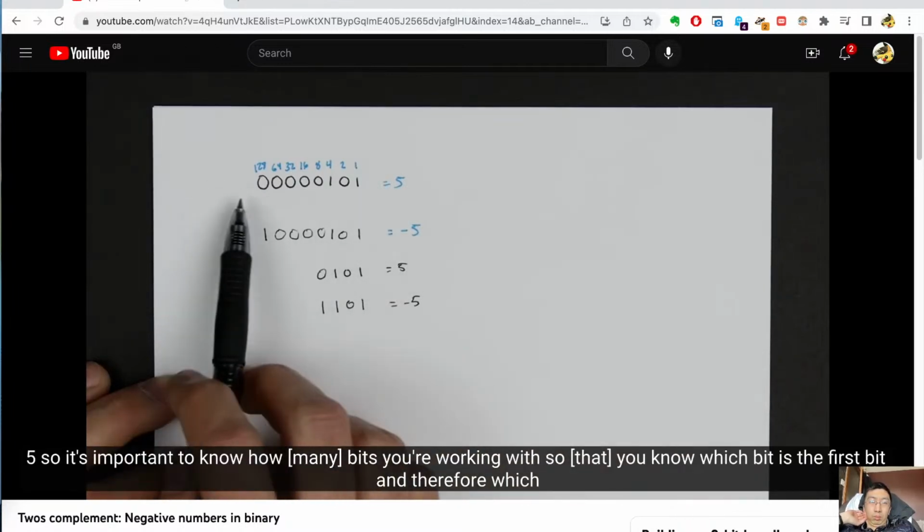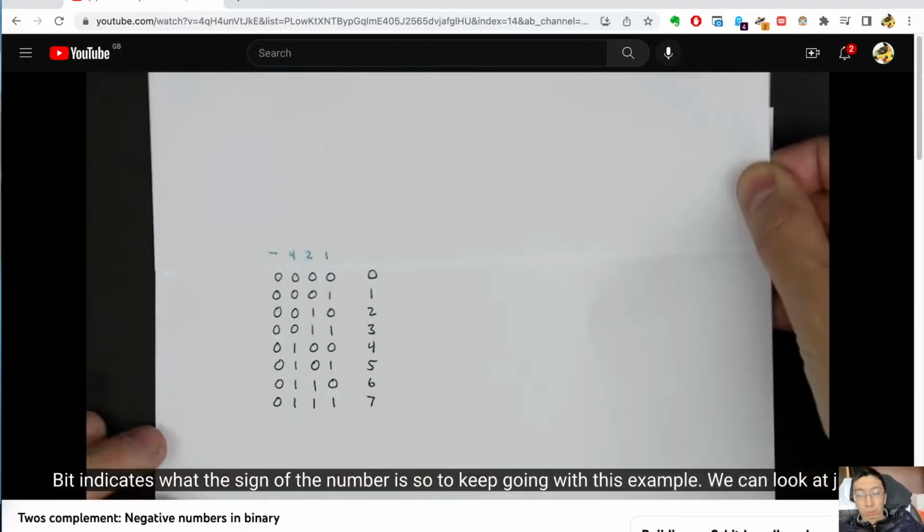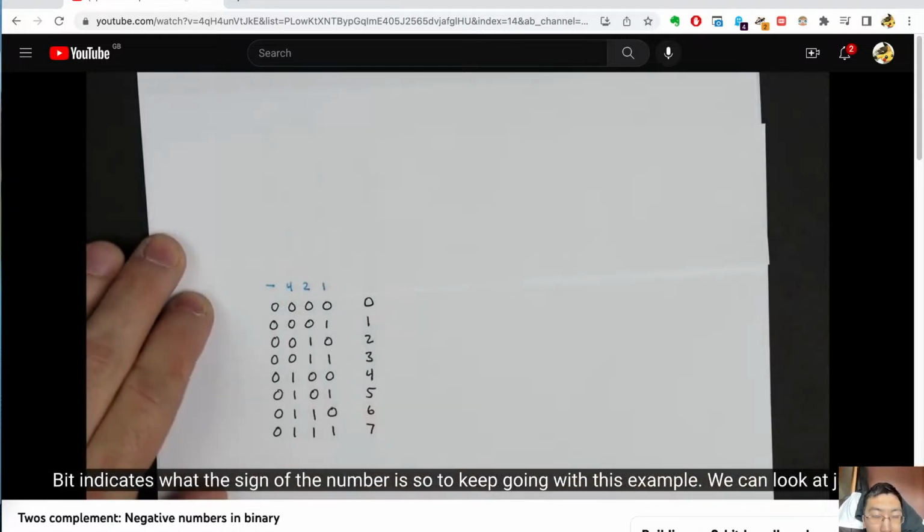So it's important to know how many bits you're working with so that you know which bit is the first bit, and therefore which bit indicates what the sign of the number is. So to keep going with this example, we can look at just regular counting in binary here.